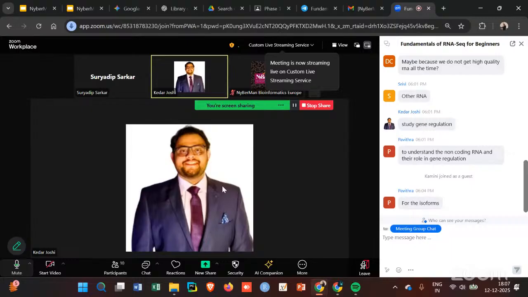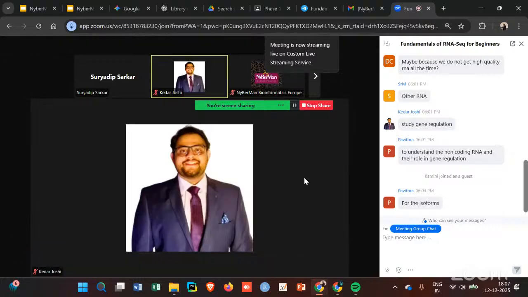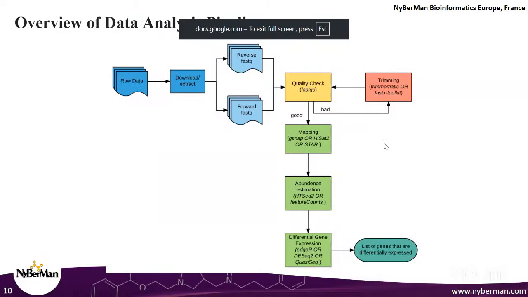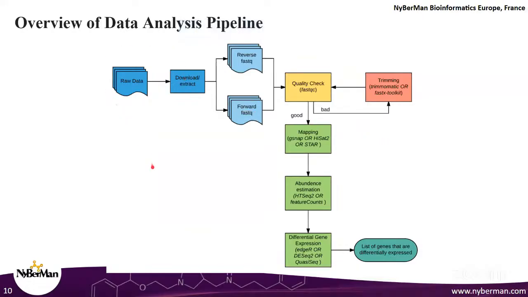Okay. Any more questions, guys, up till now? Okay. Then let us move ahead with the data analysis pipeline. So as I have been saying, this is the most important part, because each and every step that you see here, we will be doing hands-on.